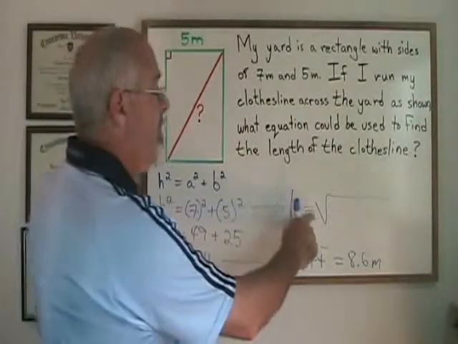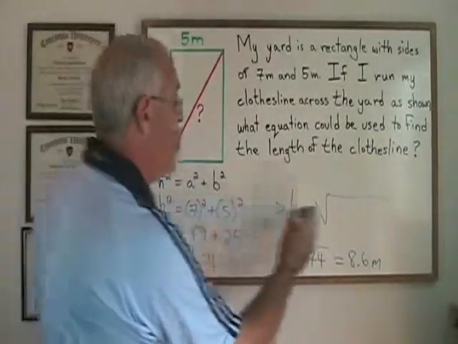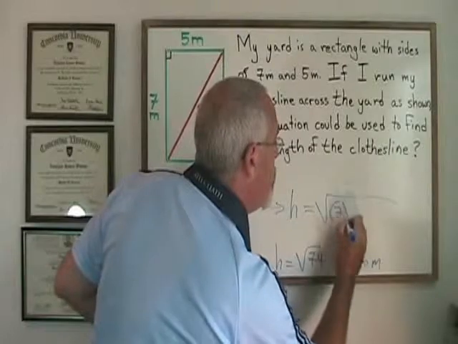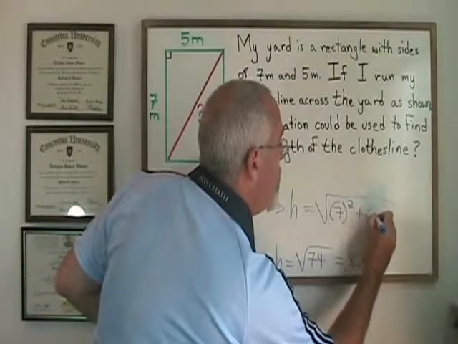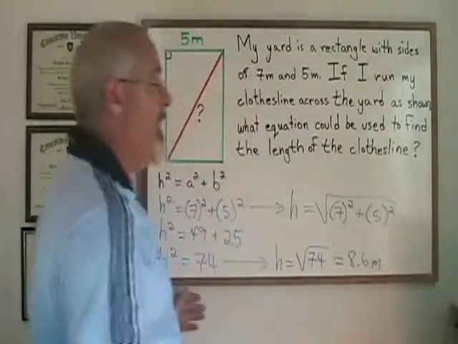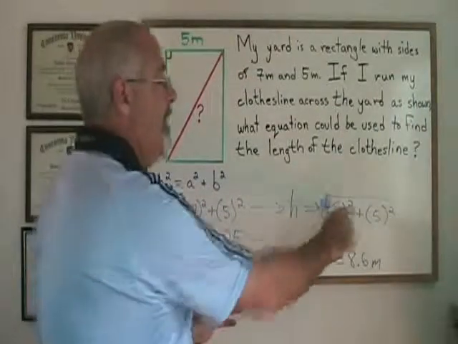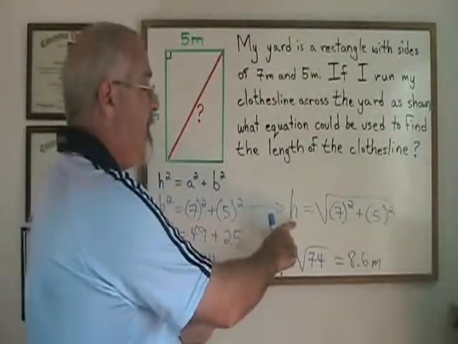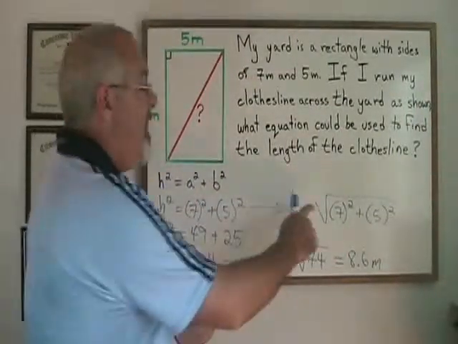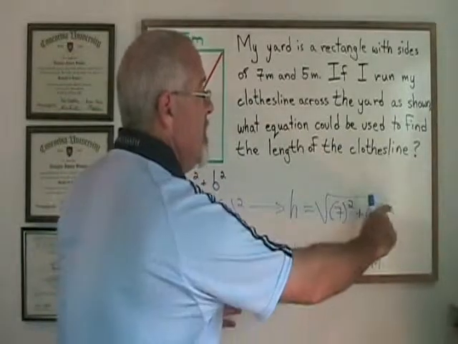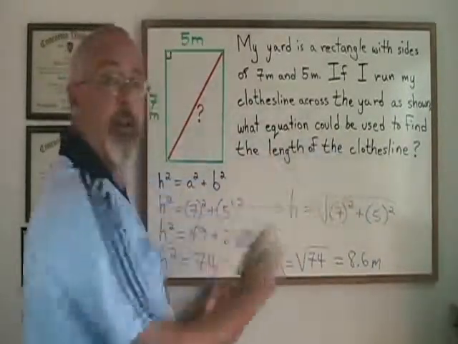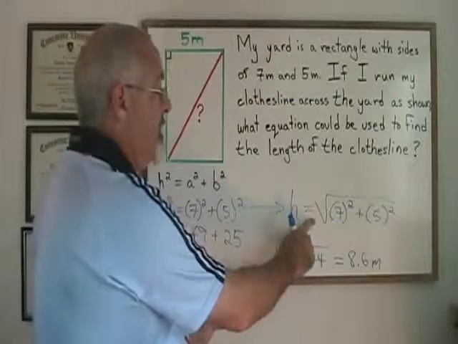So if I write h equals square root and put 7 squared plus 5 squared inside the square root, I am not simplifying, I am not calculating with the numbers, but I have done some math to isolate my h. If I were to solve this expression, I would find the length of the clothesline. So this is the right answer.